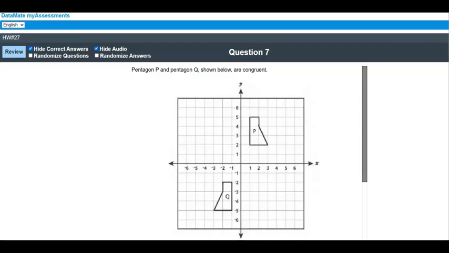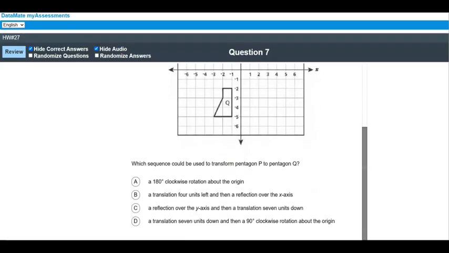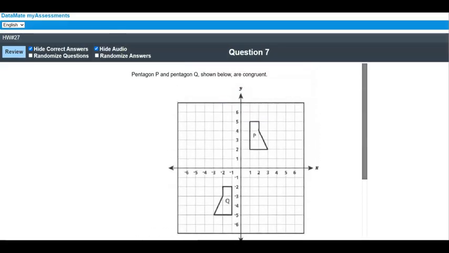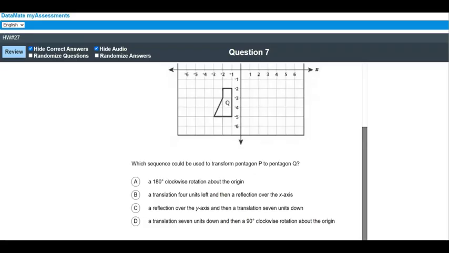In this example, we have pentagon P and pentagon Q, and they tell us that they're congruent. So they're asking us which of these transformations could have been used. Now we know if shapes are congruent, then that means that they are not a dilation. So we could scan through all of these options to see if any of them said dilation, and we could cross them off. So now let's take a look at how P and Q are related. Well, it definitely looks like they're facing different directions. So maybe they rotated or maybe they reflected. So it looks like we have a 180-degree rotation.